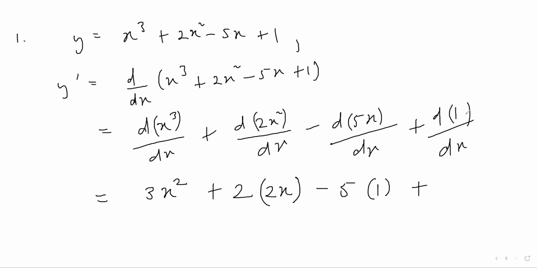Now, the last term is the derivative of 1 with respect to x. Because it's a constant, and we said that if you differentiate a constant you get 0, this is just going to give you 0. So now let's simplify. We've got 3x squared in the first term, plus 2 times 2, which is 4, so that's 4x, minus 5. That is the derivative of this function y. This is y prime: 3x squared plus 4x minus 5.